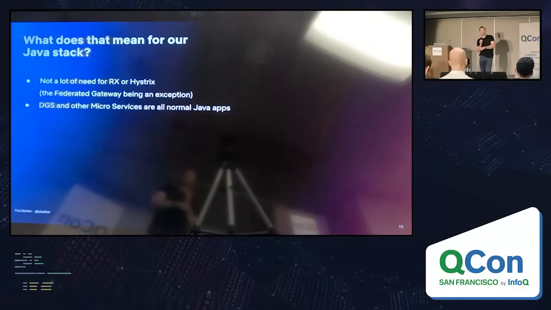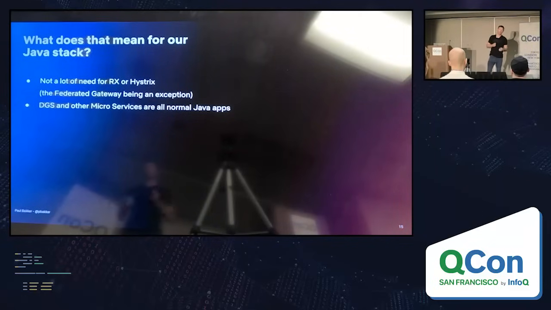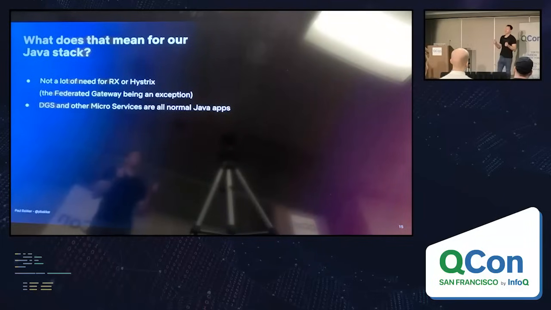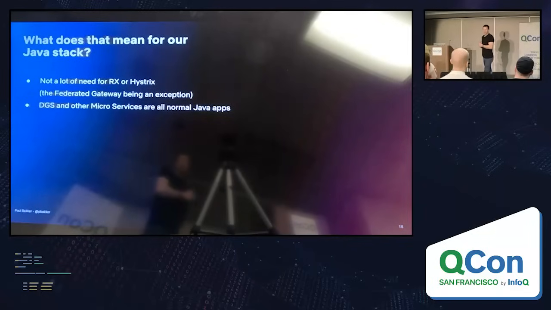Now that's not completely true, because the federated gateway itself is actually still using a web client to call the different DGSs, and that is still reactive. However, it is not using any specific code for these microservices anymore. It's actually a very straightforward piece of web client code where it knows, okay, I have to call these 3 services, just go do it, and it's all GraphQL. So it's very simple. All the DGSs and the other microservices in the backend are all just normal Java apps. There's not really anything specific about them, and they don't need to do any reactive style of programming pretty much anywhere.